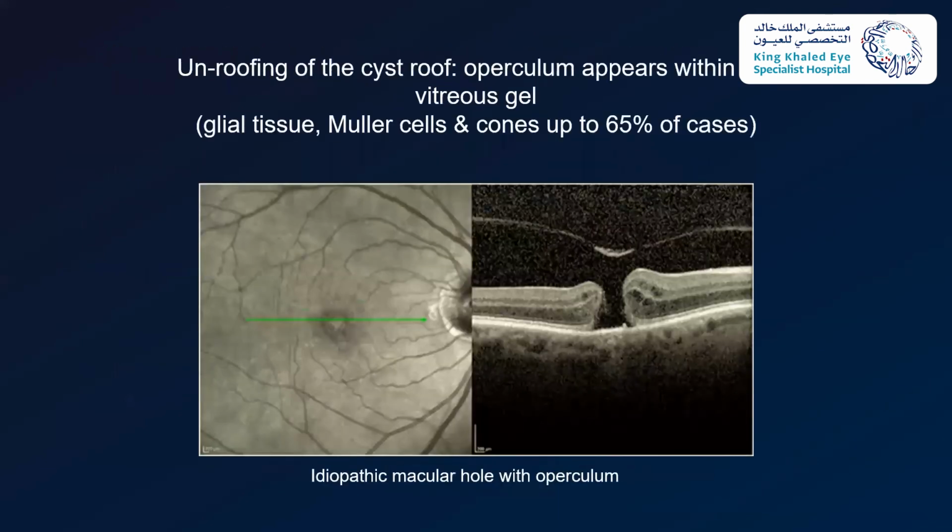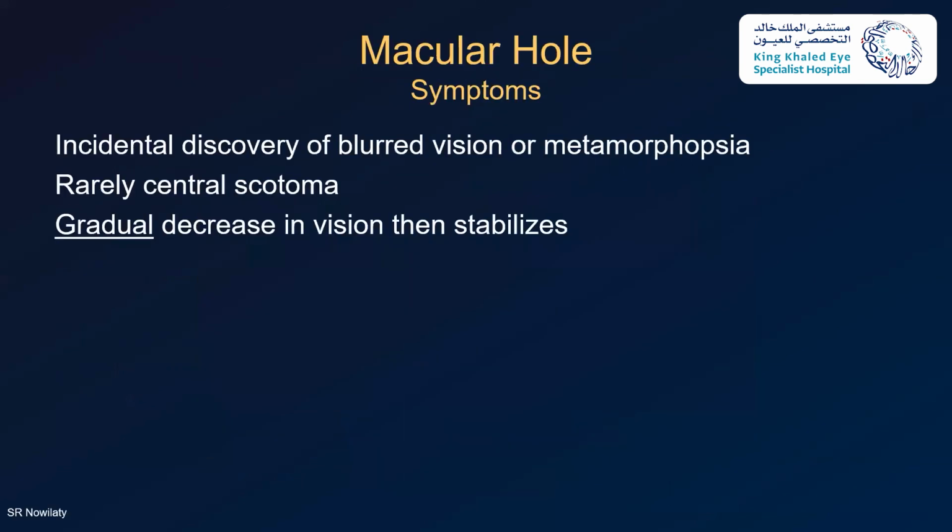Here I'm just explaining this again, same thing. The operculum itself, you don't always have an operculum, but if you have one, it's mostly made of glial cells, pillar cells, and some cones that were present in the fluid.